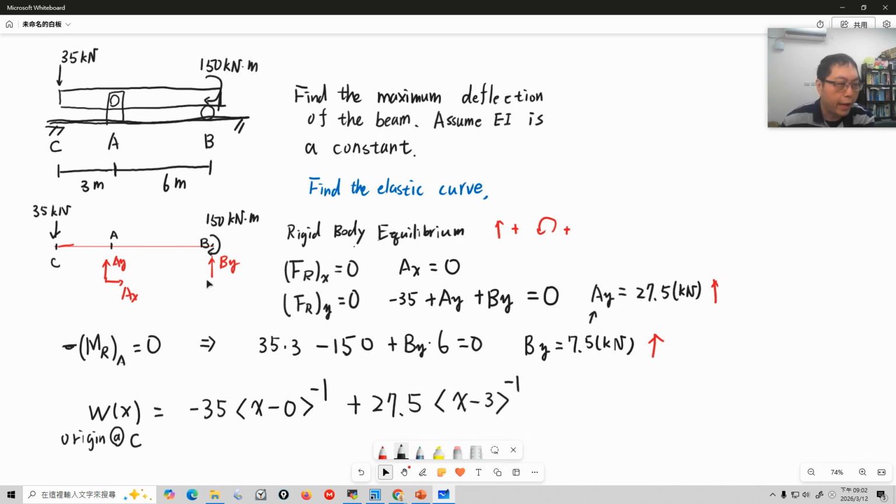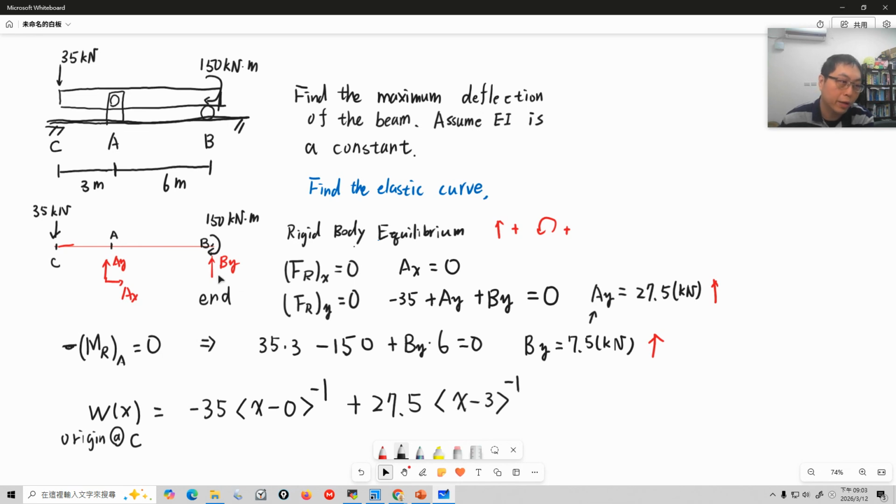Finally, we have another reaction force, BY, pointing up, and also the concentrated moment at position B. But position B is at the end of the coordinate system, because we set the origin at C. In the previous video or slide, I said you can ignore everything at the end.